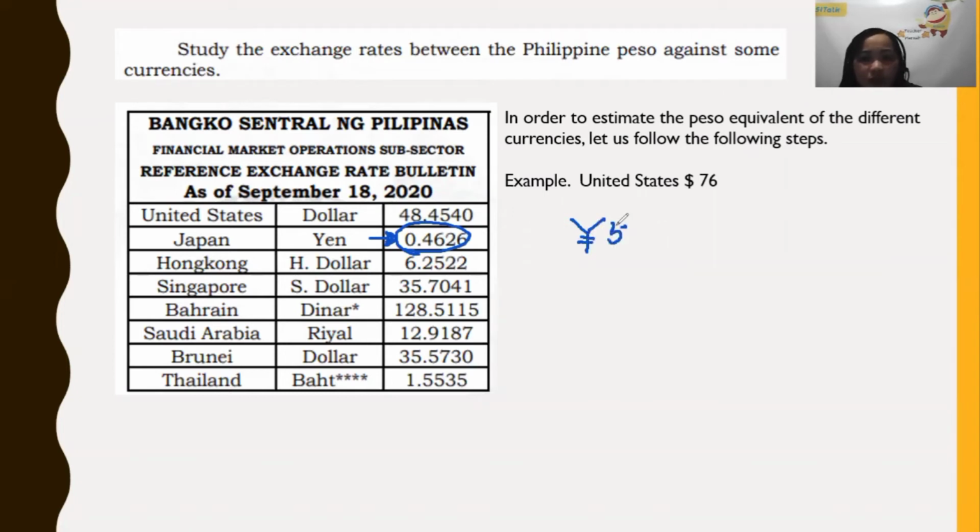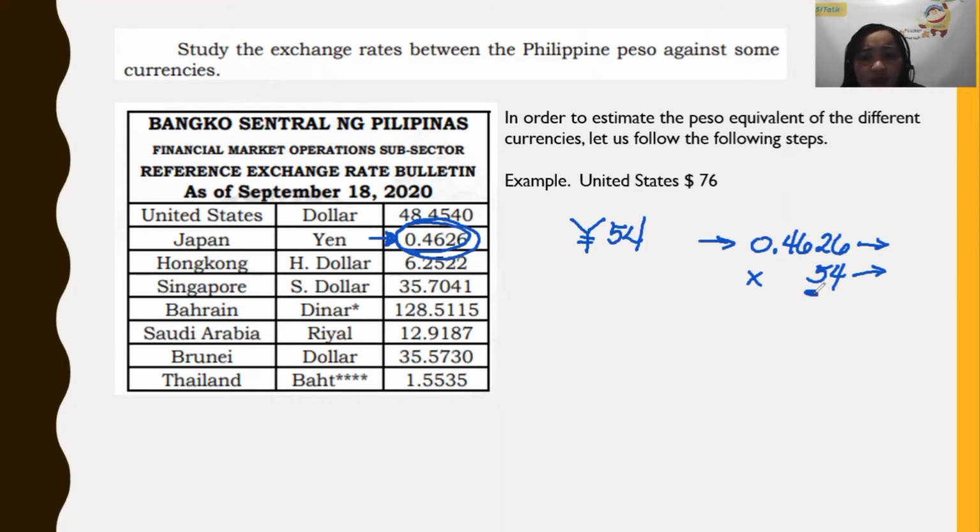What if we are going to find the estimated peso equivalent of 54 yen, and yen is here? So we are going to multiply times 54. Here, as you can see, we also have a whole number and a decimal number. Hindi naman siya mixed decimal. So, unahin natin yung whole number.